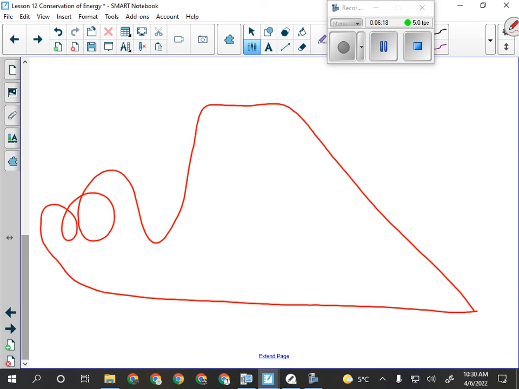Same thing in the log ride. Have you done the log ride? You get going really fast, then you hit the water, boom, and you just slow right down. All your mechanical energy gets taken away by the resistance of the water, which is why you have to get towed back up to the top of the next one that you're going to go get.